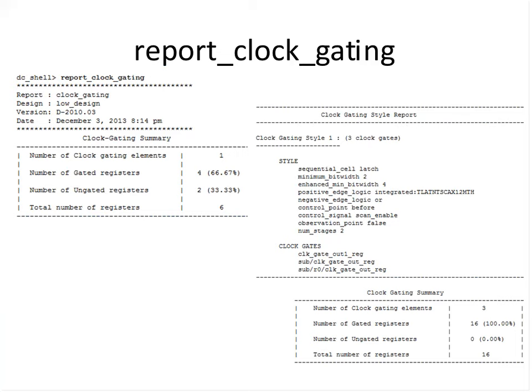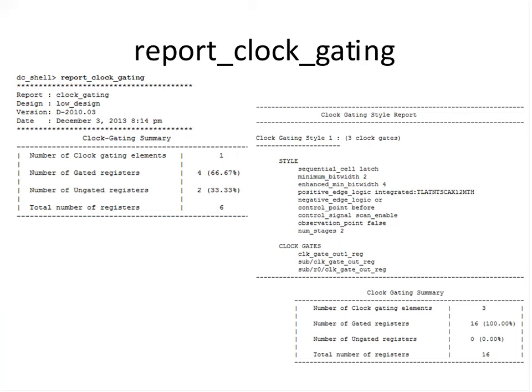After synthesis, you can use a command called report_clock_gating. These are two different report_clock_gating commands, one is the summary, one is the more verbose report. Now this is a very interesting statistic that it will tell. It tells us that for this particular design, the number of gated registers is 66.67%. That means this has only 4 inputs, only 6 registers. Let's look at a slightly bigger one. In the lab we will insert the clock gating design and see what the percentage is.